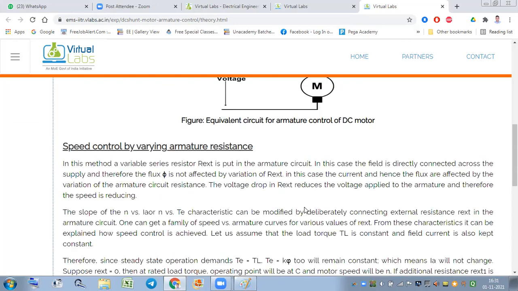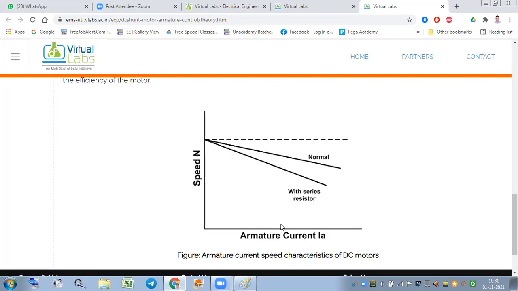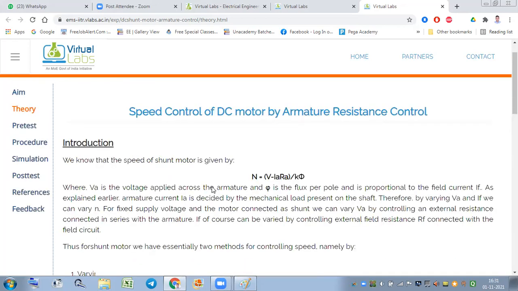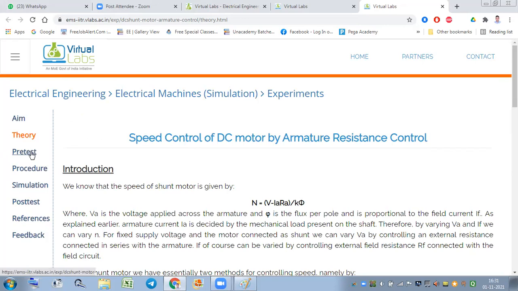Now come to the graph here. You can clearly see the armature current versus speed graph. We already drew this graph, and you can clearly see that after the initial stage, after some time, the speed of the motor is decreasing. You can clearly see it in the graph. So you will read that.